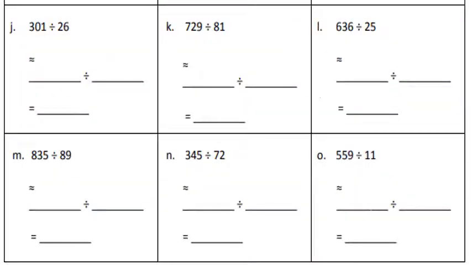Under J, you can see 26 would be closer to 30. And hopefully by now you're starting to see that we're not really worried about this first digit. So that'd be 300 is closer to. And so 300 divided by 30, we can take the 10s off to make it easier. 30 divided by 3 would be 10. The next one we have is 80 and 720. And we can take the zeros off, and 72 divided by 8 would be 9.